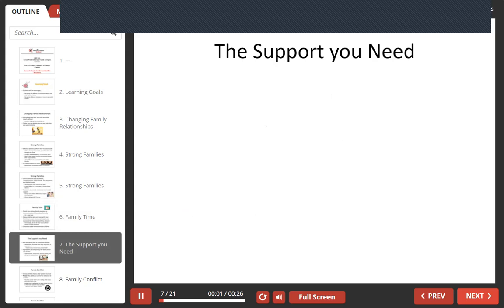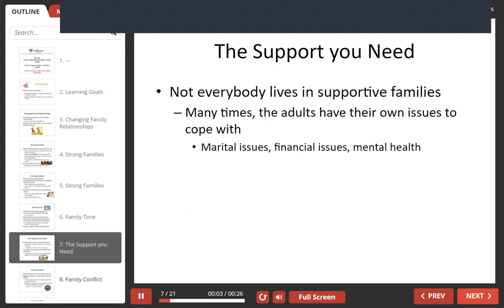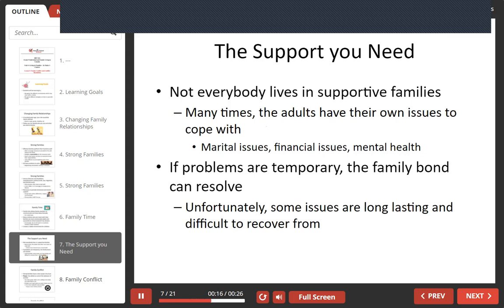It is important to remember that not everybody lives in supportive families. Many times the adults have their own issues to deal with. This can be from marital issues, financial issues, as well as their mental health issues. If problems are temporary, the family bond can resolve. However, unfortunately, some issues are long-lasting and are difficult to recover from.